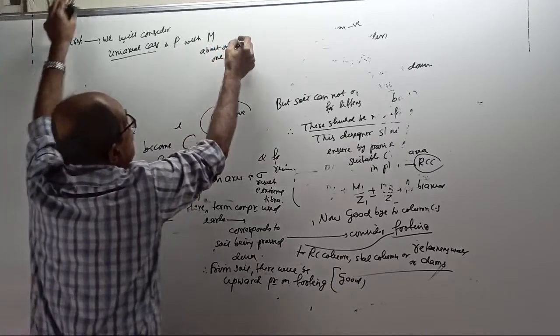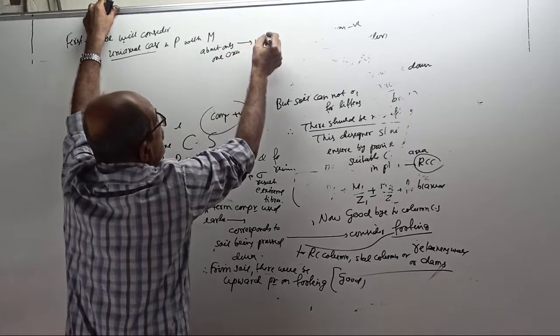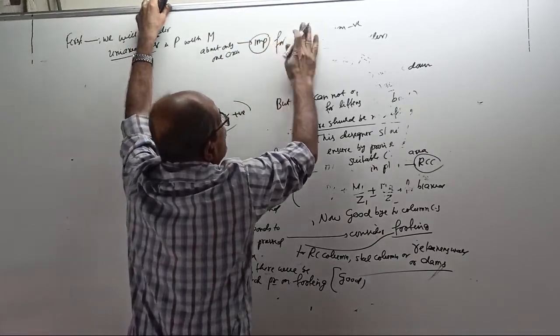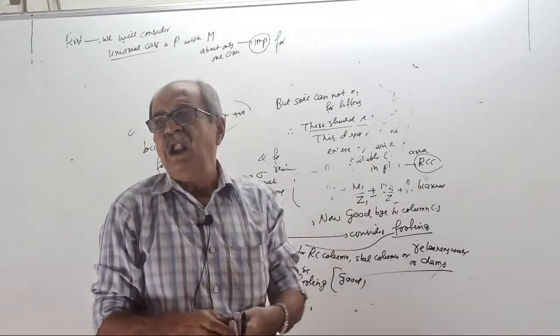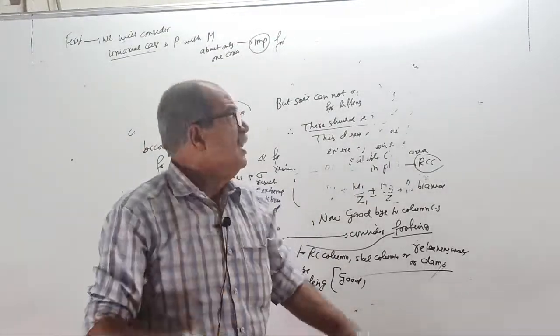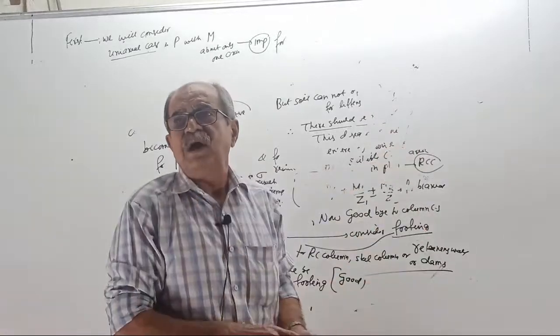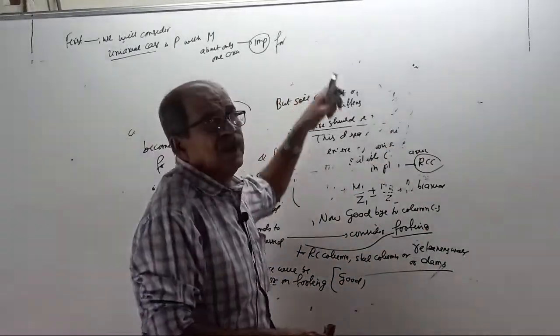Tell me, very, very important. You write a note here. Important: not for an RCC column. An RCC column will always be P with M1, M2. I will give the full sketch of that one. Once this is over, first I will finish this one.